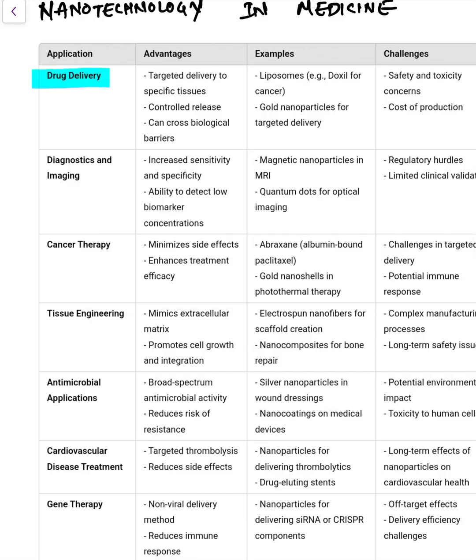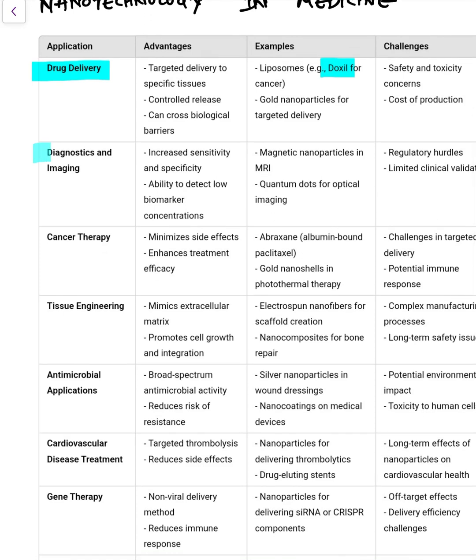Mainly nanoparticles will go and act on the specific tissue. So, for example, some chemotherapeutic agents we want to use for certain cancer. But as we know, chemotherapeutic agents have a lot of side effects. They can affect the normal tissues. But using nanoparticles, nanotechnology, we can deliver the drug directly to the cancer cells. For example, Doxil for cancer. Doxil is nothing but doxorubicin, right?